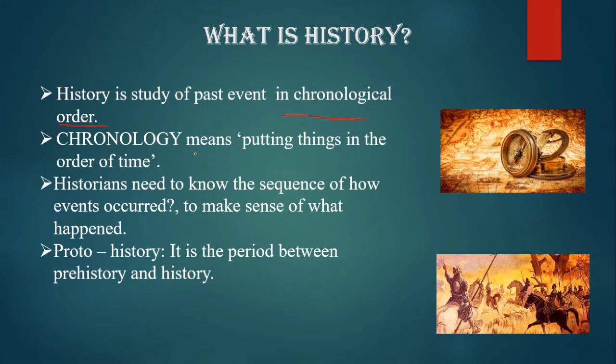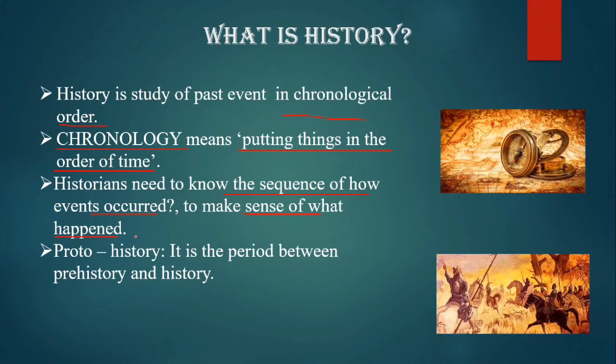Children, repeat along with me. History is the study of past events in chronological order. Here the new word is chronology. Chronology means placing things or putting things in order of time. Historians need to know the sequence of how events occur to make sense of what happened.